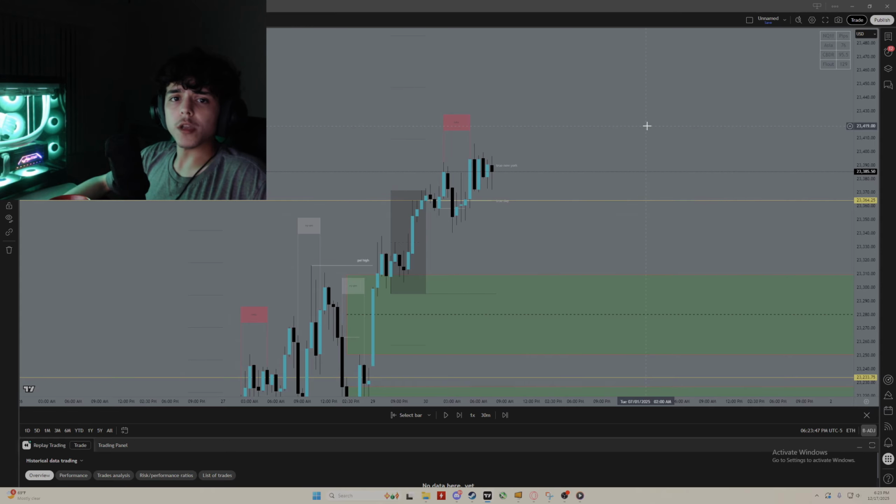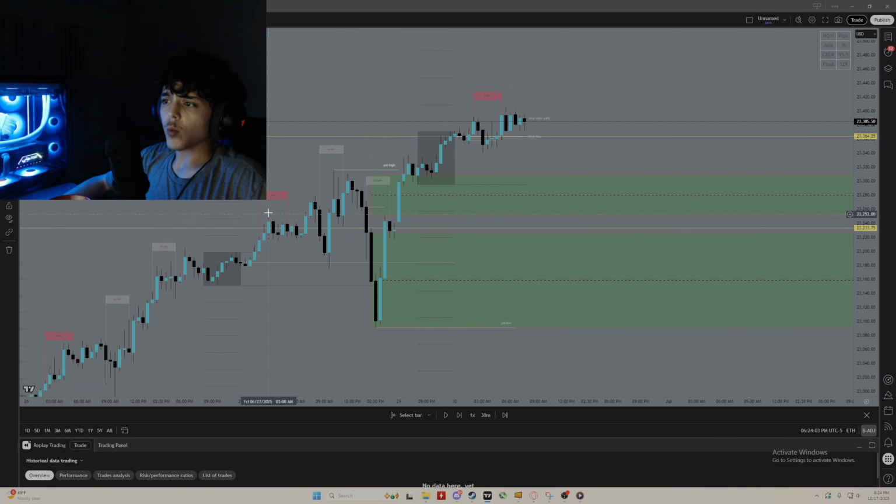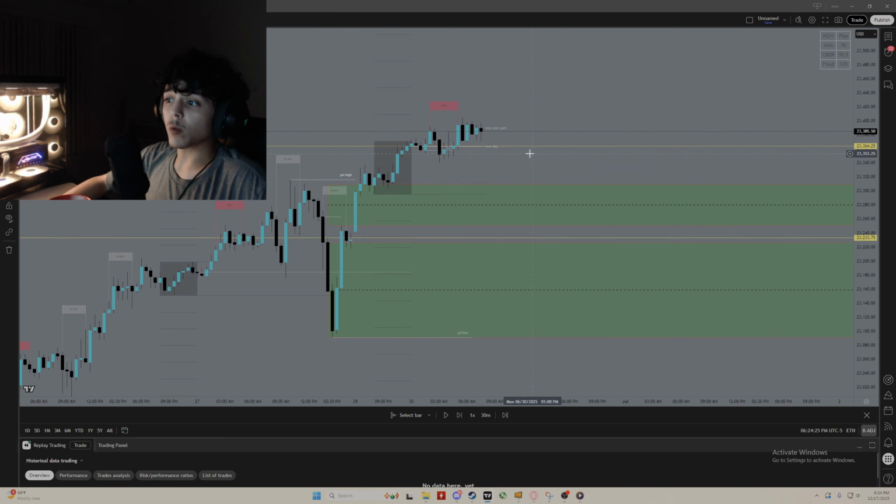Within the power of 3, you have accumulation, manipulation, distribution. And here we have a perfect example, right? So we have an accumulation here. We're not going above these highs. We're not going below these lows. We're just accumulating. And then what happens? We manipulate down and we distribute up. And that's what left behind the 4 hour rejection block.